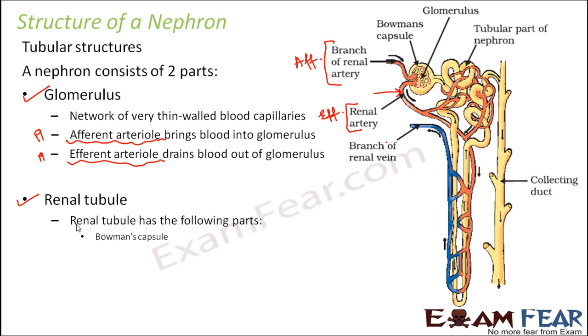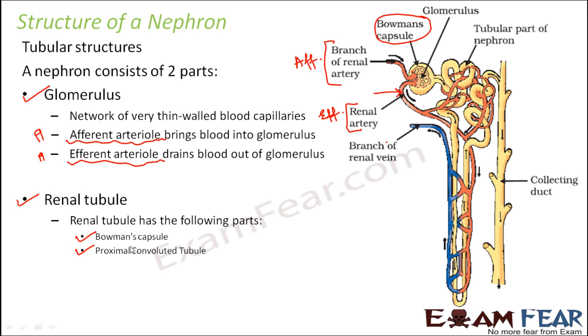parts. So what are those parts? It starts with the first part of the renal tubule, which is the Bowman's capsule. So where is the Bowman's capsule? This portion. So the glomerulus is surrounded by a cup-shaped structure. If you see here, this cup-shaped structure which you see, that is the Bowman's capsule. So this is the first part of the renal tubule, because from here the tube-like structure begins.